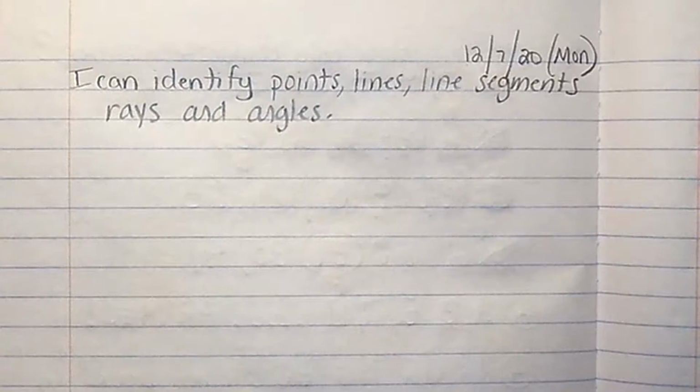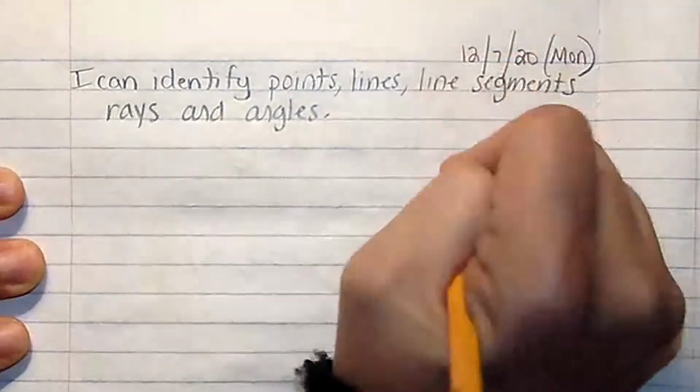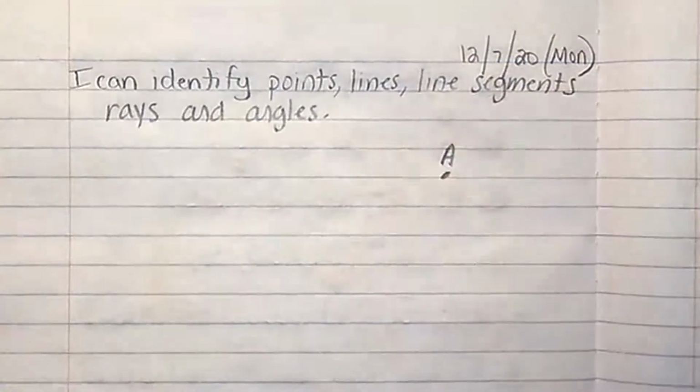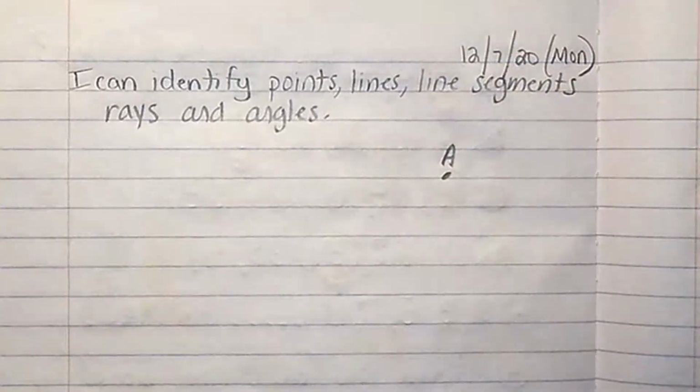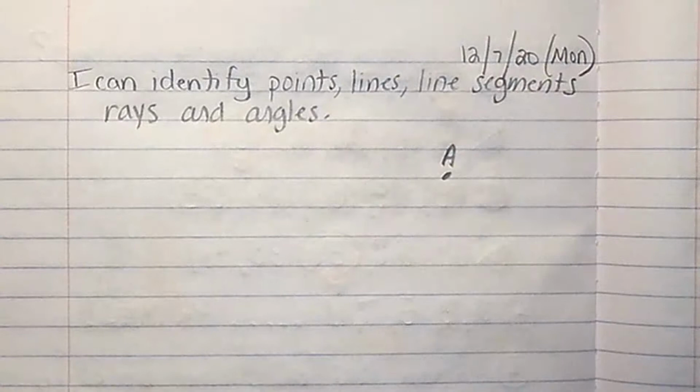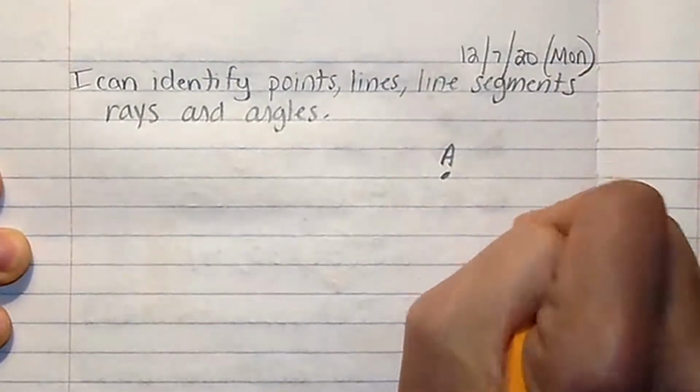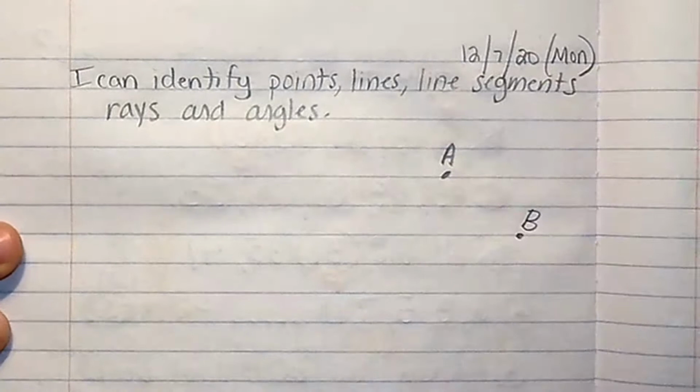We're going to start by talking about a point. So I want you to make a dot on your page. We're going to call it point A. I'm going to make another point on my page, over here. I'm going to call this point B.